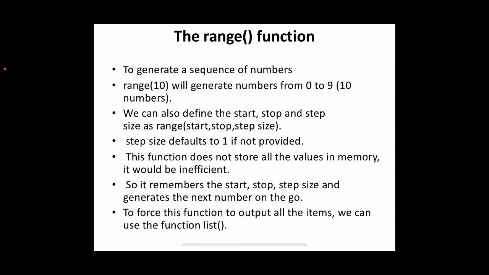And this function does not store all the values in memory. It will simply generate the numbers during processing, and they will not be stored anywhere. So it remembers the start, stop and step size and generates the next number on the go. To force this function to output all the items, we can use the function list. If you put this range function within list, the corresponding list will be generated. Otherwise, it will generate the numbers on the go for processing only.